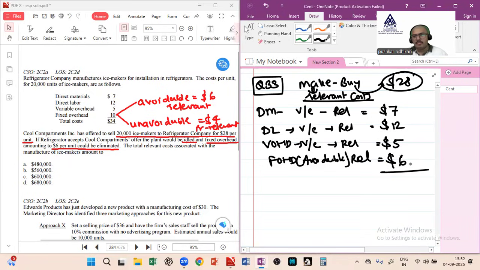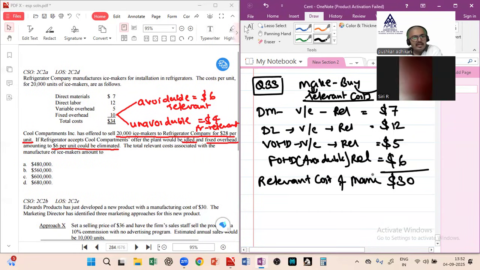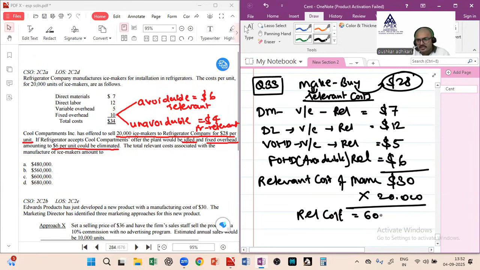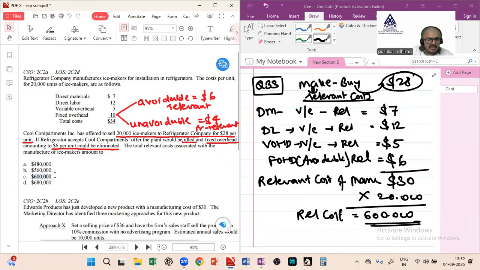So let's take a total, please. 7 plus 12, 19 plus 5, 24 plus 6, $30 is relevant cost. This is the relevant cost of manufacture. The total relevant cost associated with this will be for how many units? For 20,000 units. So the relevant cost has to be 600,000. So your answer here is 600,000.